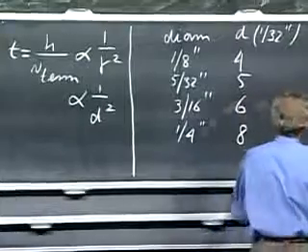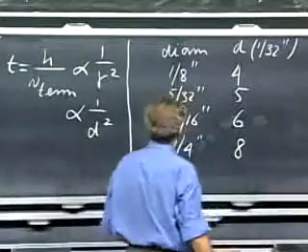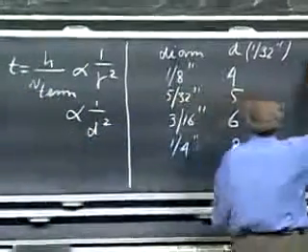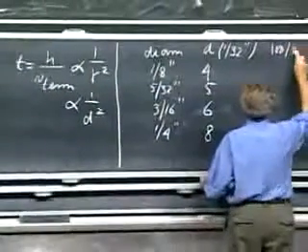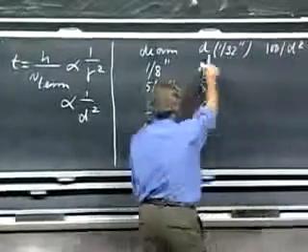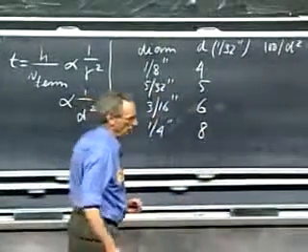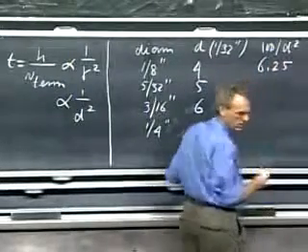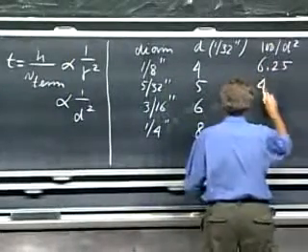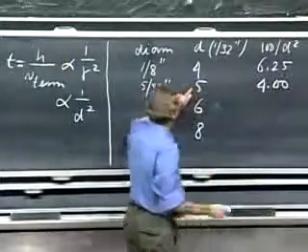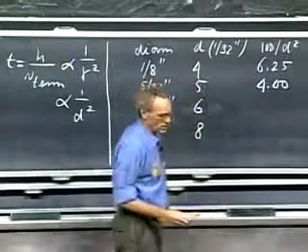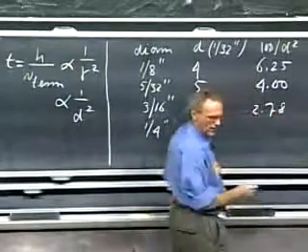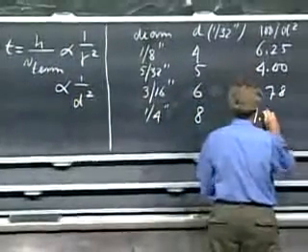What I'm going to plot is not 1 over d squared, but to get some nice numbers, I'm going to plot 100 over d squared, whereby d is then in these units of 1/32 of an inch, and that gives me some nice numbers. Then I get a 6.25 here, I get a 4.00 here. You can see 100 divided by 25 is exactly 4. I get 2.78 here, and my last number is 1.56.